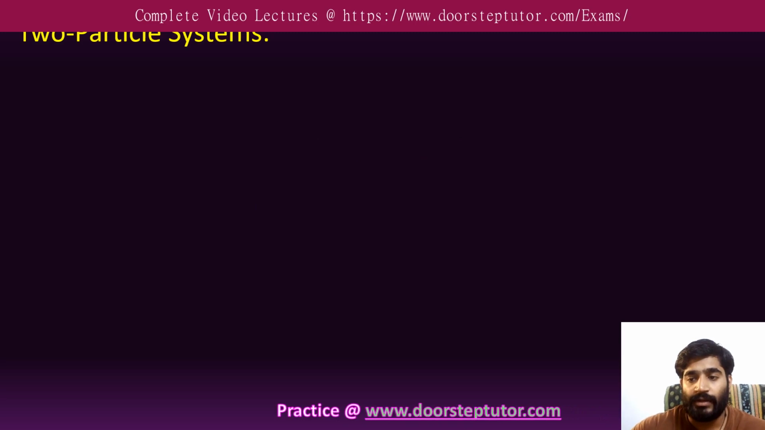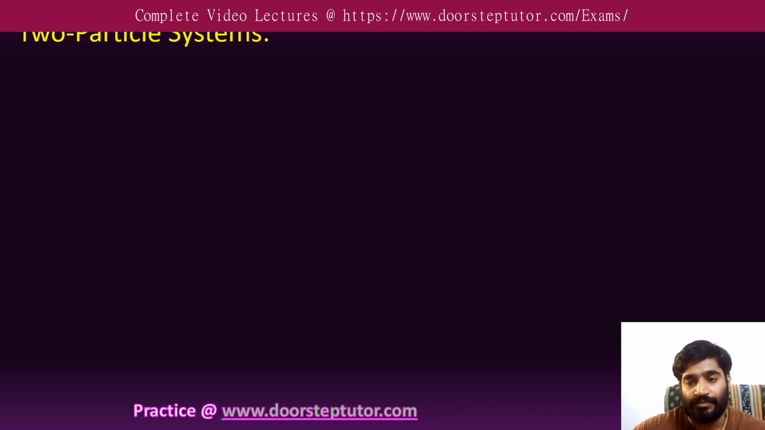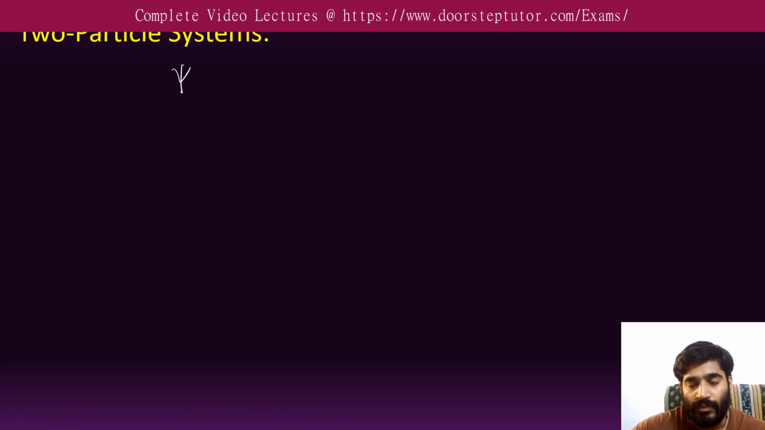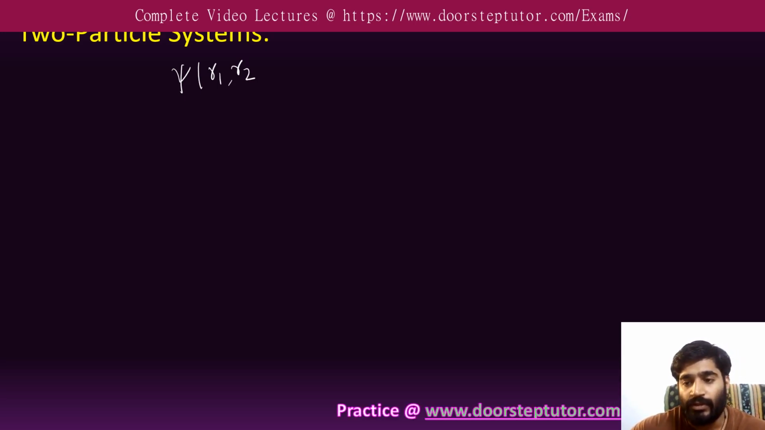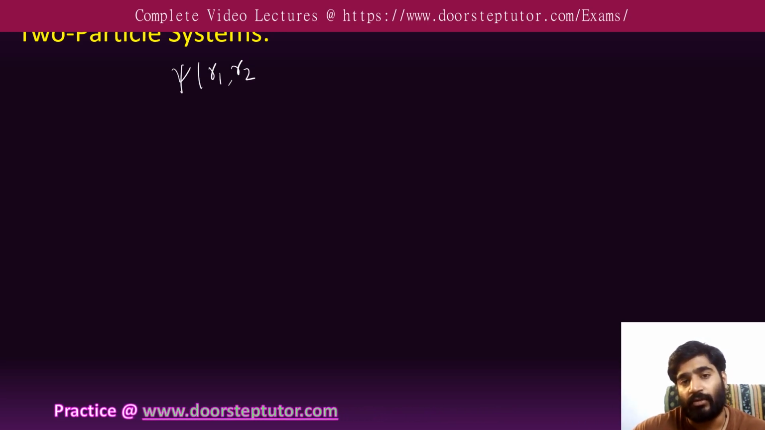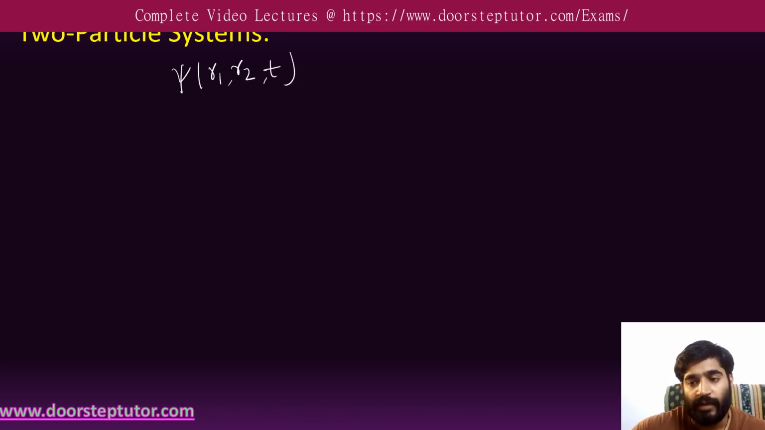So here we start with the two particle system. For a one particle system there is one function, that is psi. For two particles there are two functions, that is psi, but it depends upon the two positions r1 and r2. Or you can simply take psi that depends on one particle's coordinate r1, another particle's coordinate r2, and also on time t.